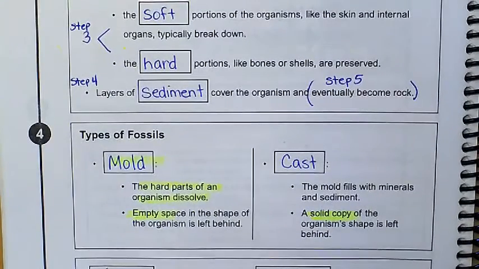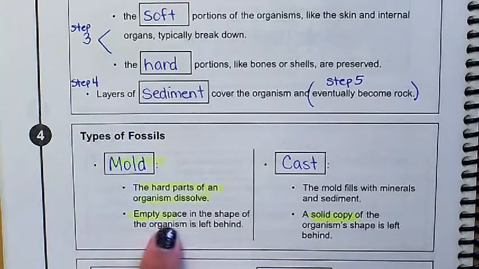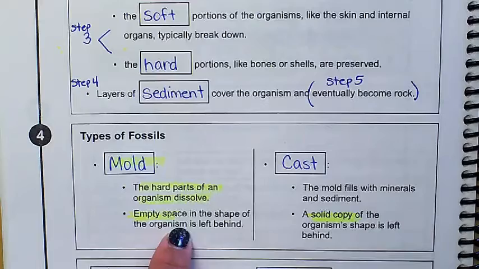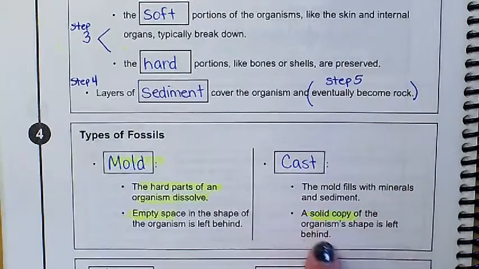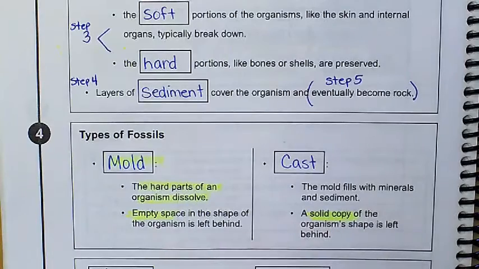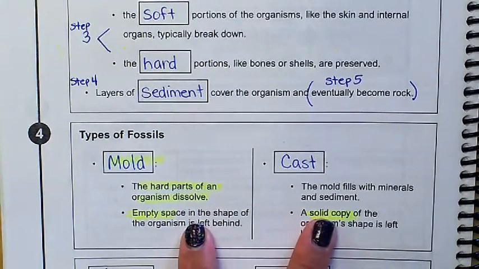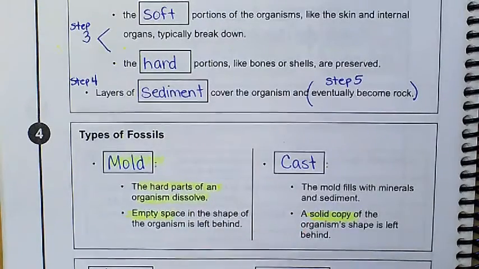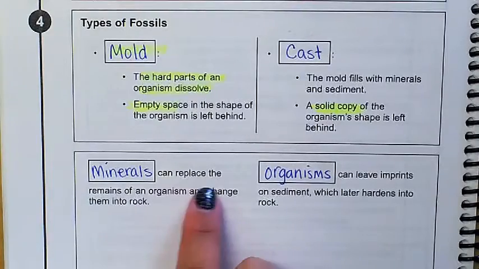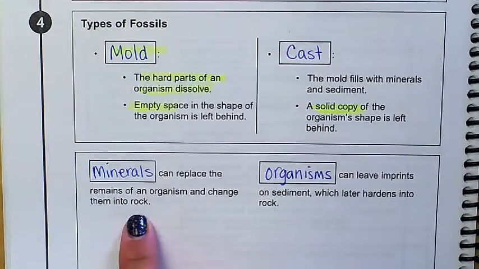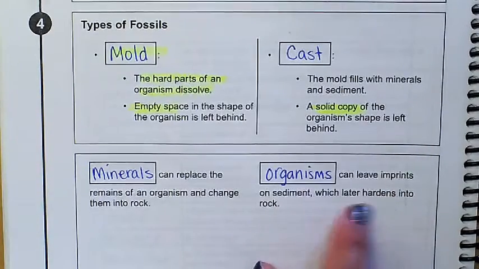The types of fossils are molds, where the hard parts of an organism dissolve and it leaves an empty space in the shape of the organism behind, or a cast. So the mold fills with sediment and minerals, and so it makes a solid copy of the organism's shape. There's pictures of molds and casts in the folder if you want to look and see the difference between those in picture form. So minerals can replace the remains of an organism and change them into a rock. And organisms can leave imprints on sediment, which later hardens into a rock.